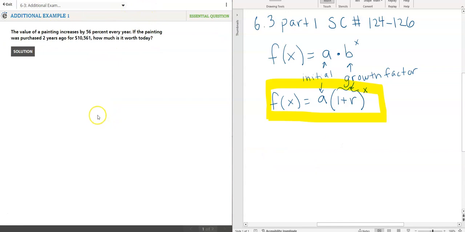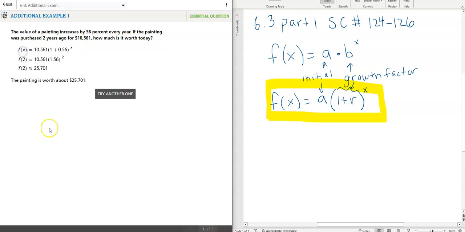All right, I wanted to do one more example on exponential growth and growth factor. This isn't in your student companion, but if you can follow along with me, you're welcome to write this down in the little gray area, or because we're not going to do example 2, you can just do this in the example 2 spot, but I wanted to give you one more example. So here we have a value of a painting that's increasing by 56% every year. If the painting was purchased 2 years ago for $10,561, how much is it worth today?